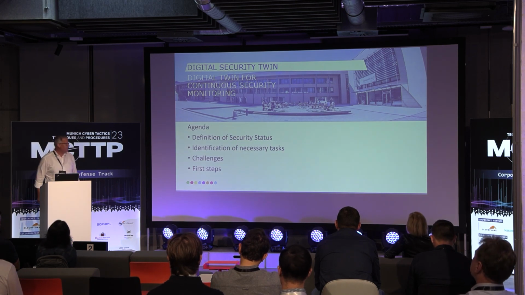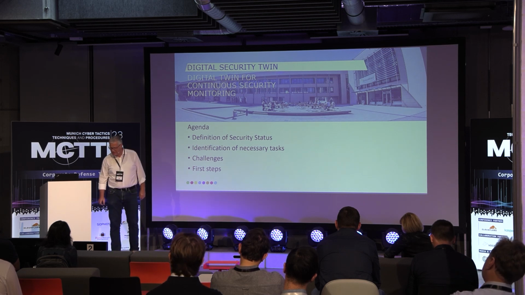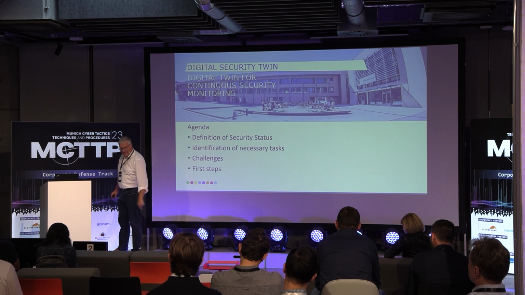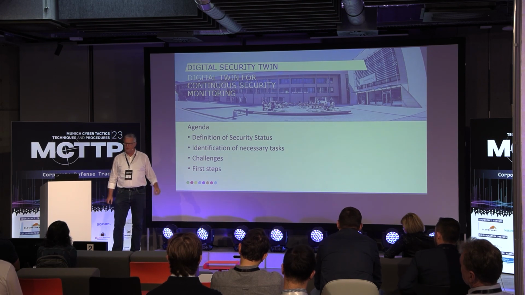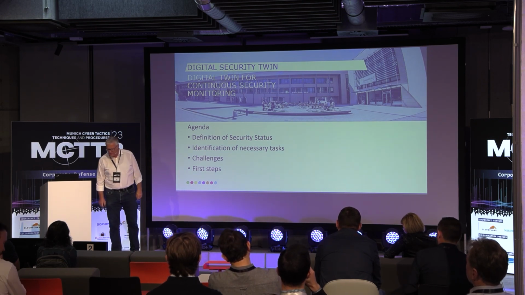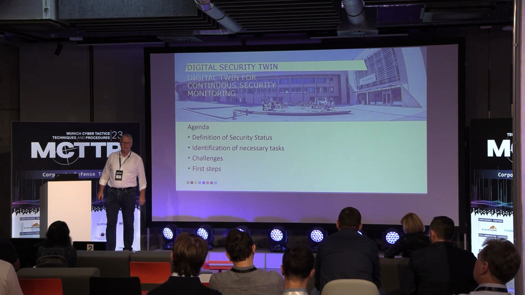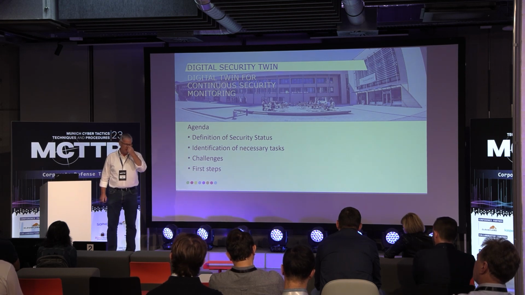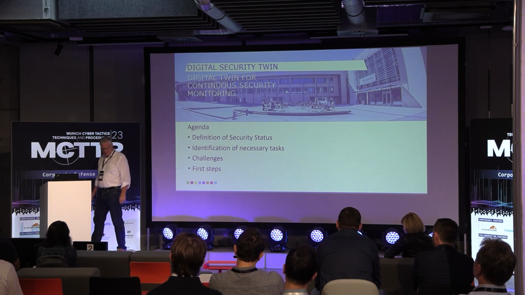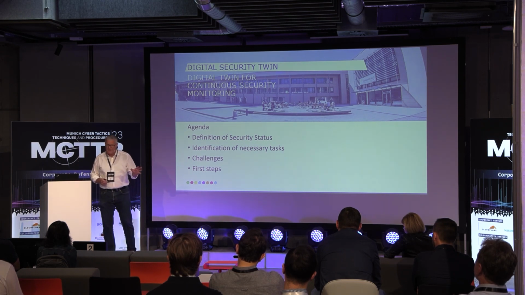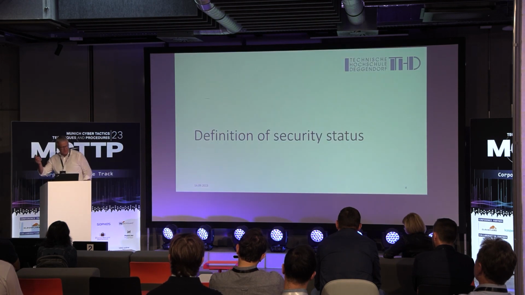Okay, good. So first we have to define what the security status is, and then we want to identify the necessary tasks. And then we have to look at the challenges we have here. I think a lot of them you know if you work in industrial automation control systems, or I guess you work in IT, OT environments. OT is the abbreviation for operational technology, and means the technology we have in industrial and automation control systems. And then I will give some hints on how solutions could look.